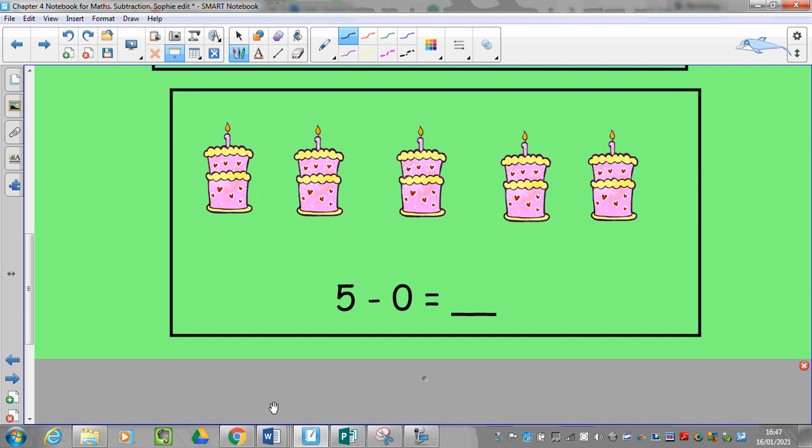Okay, let's look at my next problem then. So this time the question is asking me to take away 0 from 5. So let's have a go then. Ready? Let's take 0 away. Oh, I'm not taking any away. 5 take away nothing equals, well, I've still got 5, so the answer is still 5. If you take 0 away from any number, you will end up with the same number because you're taking nothing away. Like having 5 cakes on a plate. I take none away, I've still got 5.